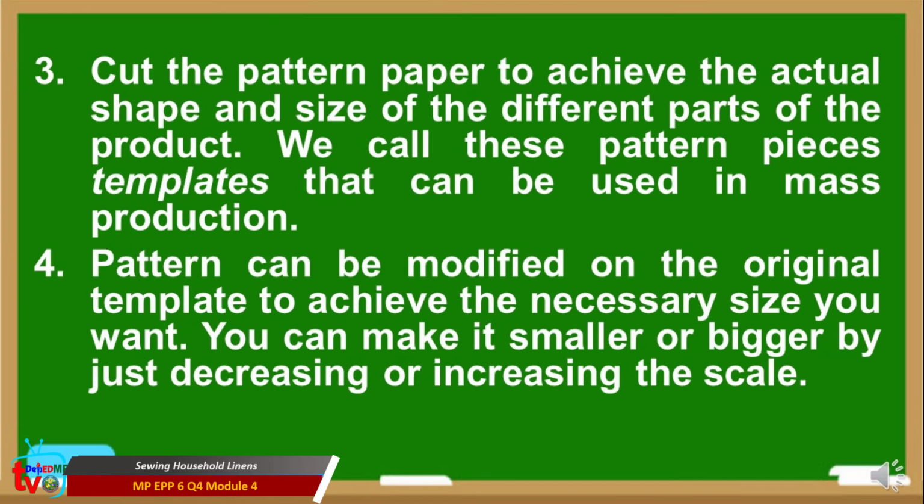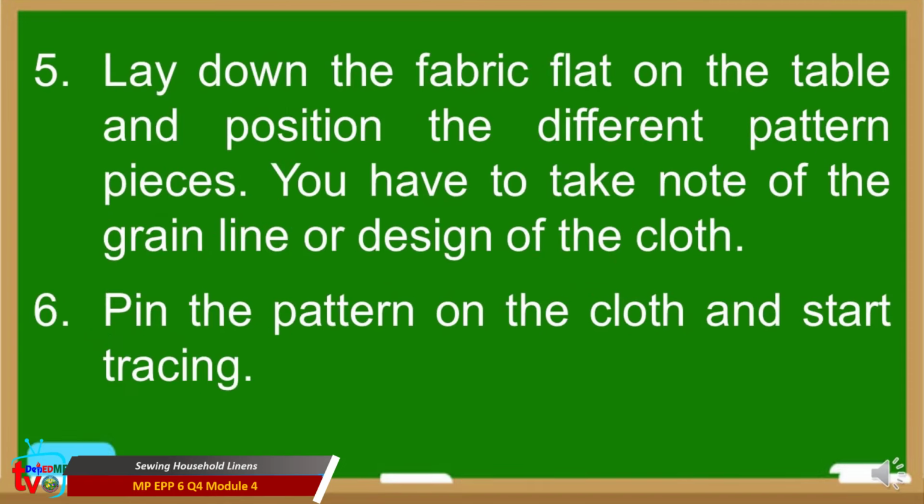Number 3. Cut the pattern paper to achieve the actual shape and size of the different parts of the product. We call these pattern pieces templates that can be used in mass production. Number 4. Pattern can be modified on the original template to achieve the necessary size you want. You can make it smaller or bigger by just decreasing or increasing the scale.